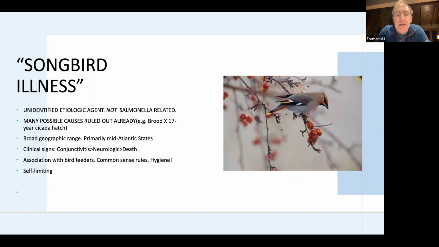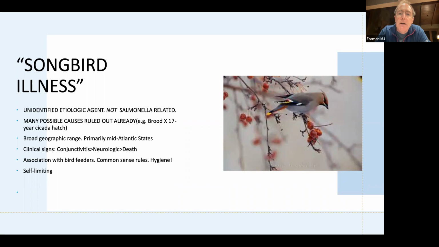So the clinical signs, conjunctivitis is usually the first problem. That's inflammation around the tissues of the eye, and that can present itself as swollen eyes, crusty eyes, eyes with discharge. Oftentimes it will progress to neurologic signs, what I would call ataxia, which is imbalance, and wobbliness.